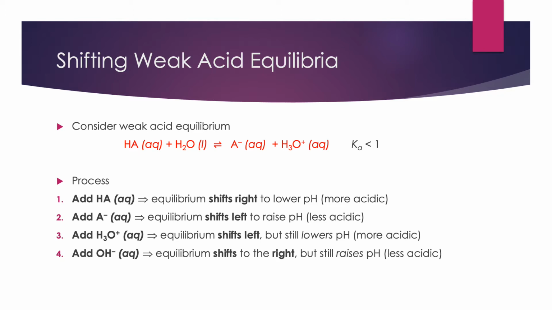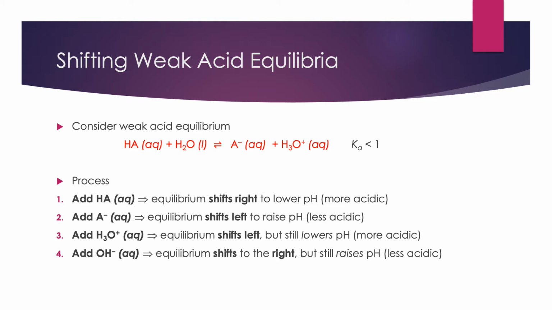We could also, of course, just add hydronium ions itself. The equilibrium will shift to the left in accord with Le Chatelier's principle, but it still lowers the pH. It still makes it more acidic because of what we've added to it, basically more H3O+. We could also affect this equilibrium by adding hydroxide ion. Now, what effect is that going to have? Well, it will effectively shift the equilibrium to the right, but it will raise the pH. So it will make the solution less acidic.